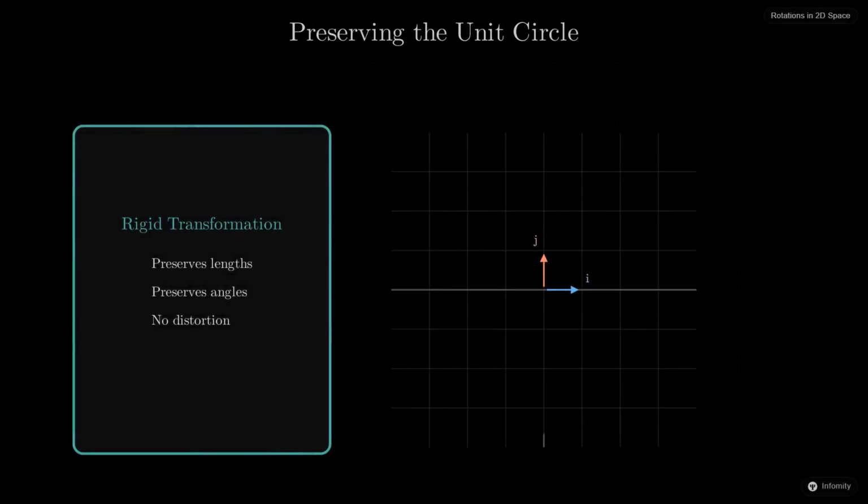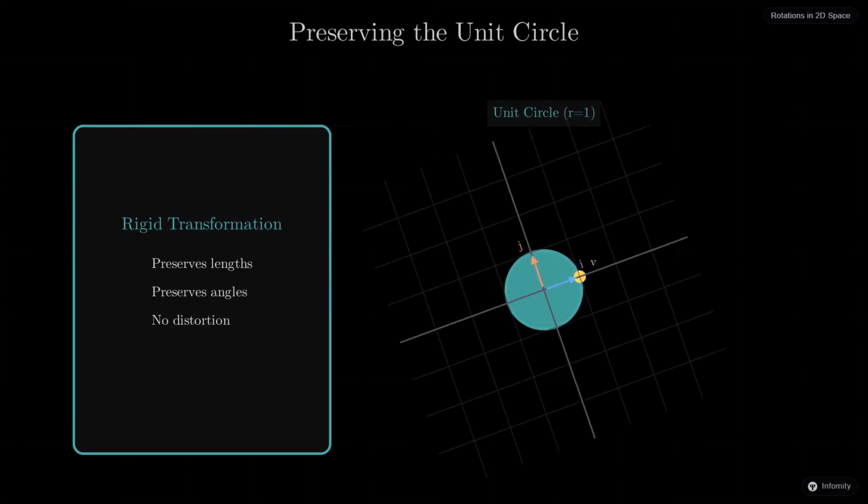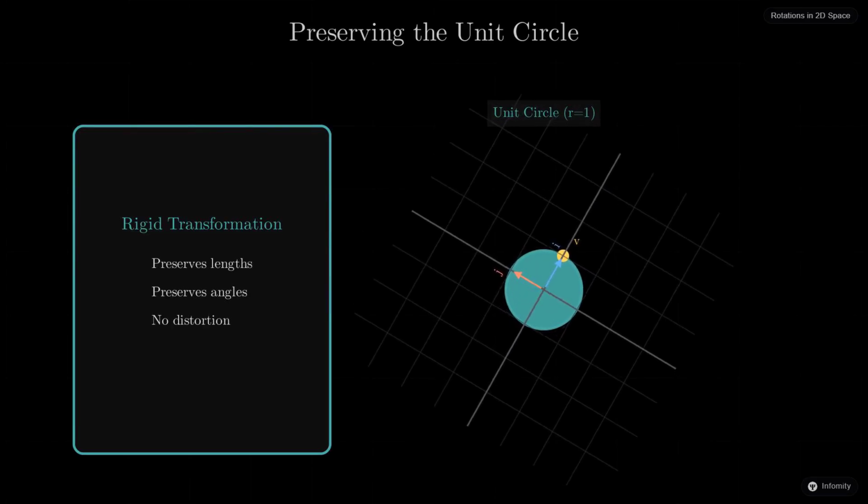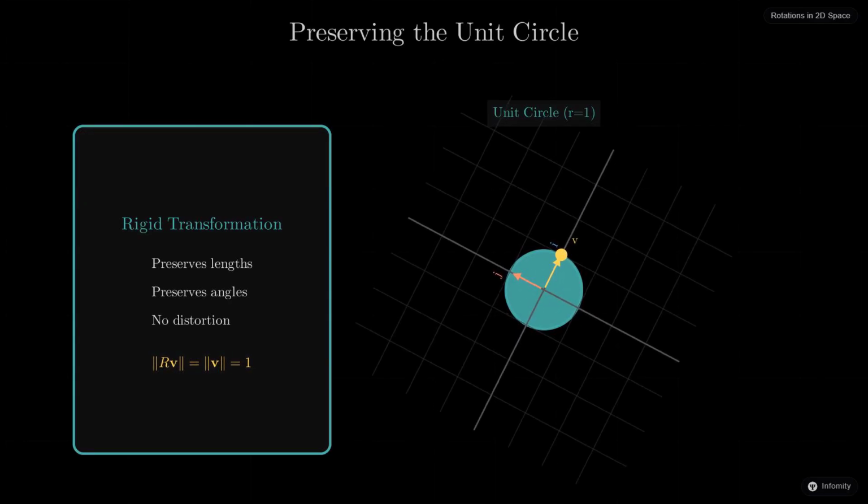A true rotation is a rigid transformation, meaning it must preserve lengths and angles. To verify this, we can look at our unit circle. As the grid spins, the circle does not stretch into an ellipse or shrink. Instead, it remains a perfect circle, proving our matrix preserves distances perfectly.